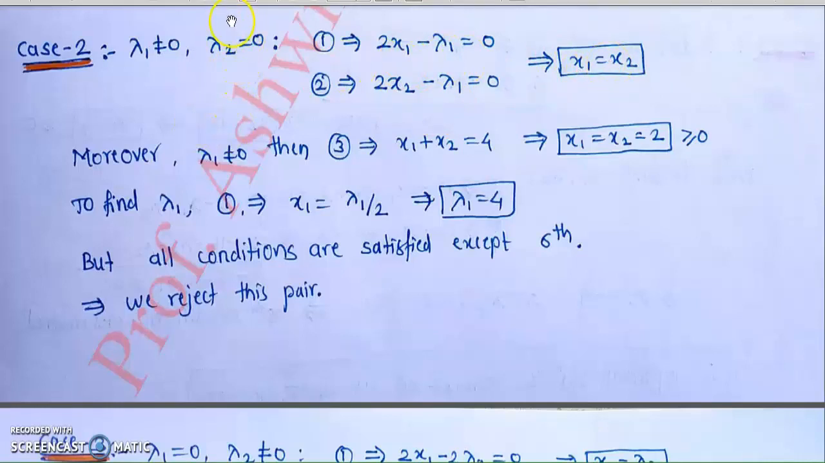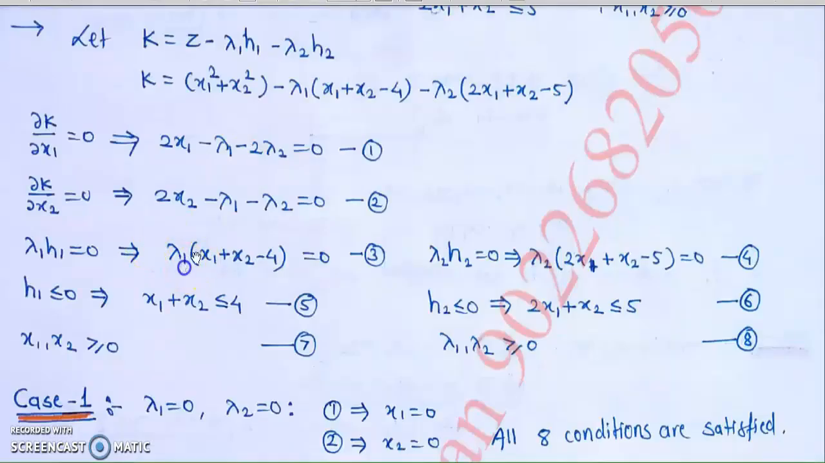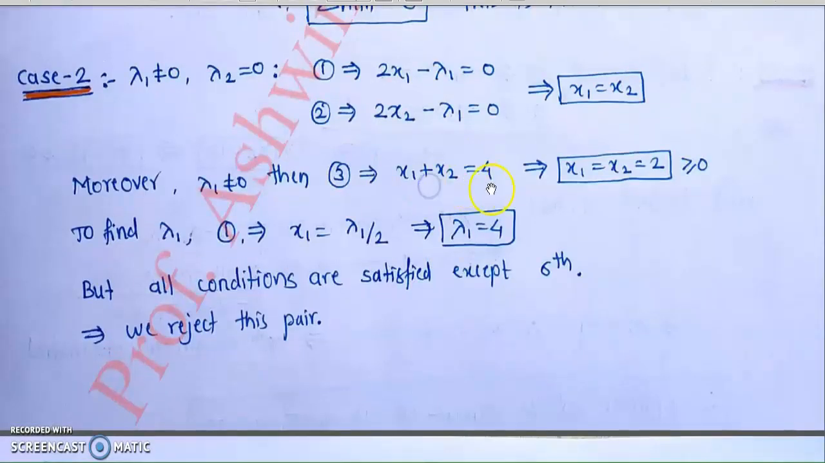Moreover, lambda 1 is non-zero. If lambda 1 is non-zero but this product is 0, it gives us that this bracket must be 0. That's why we get x1 plus x2 equal to 4, and if we update x1 equal to x2 here, we get 2x2 is equal to 4, and that's why x2 is equal to 2 and hence x1 equal to 2. So we get both x1 and x2 as 2, which are positive.